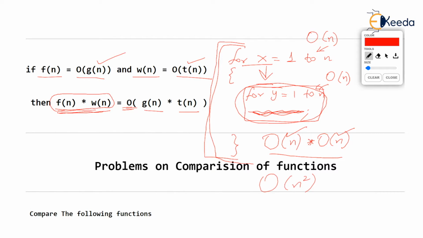Come on, you definitely are understanding. If there is a nested for loop, both repeating n times, then definitely the analysis or the big O notation is going to be n square, isn't it? So that's what I said. If f(n) is big O of g(n) and if w(n) is big O of t(n), then the product of f(n) and w(n) will be big O of simply the product of g(n) and t(n). I hope you have got this.